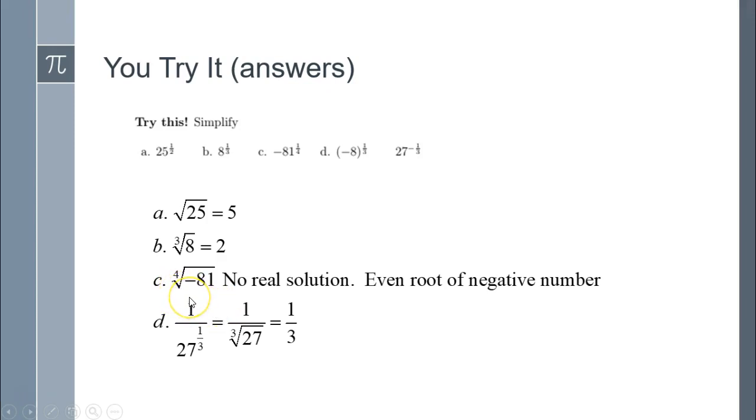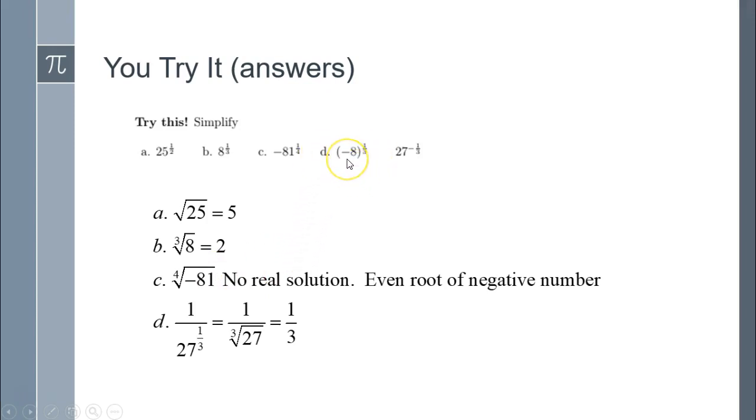That answer should not be no real solution. I did this problem as if there were parentheses there. So what I should have done is 81 to the 1/4. Well, let's see, the 4th root of 81. If I take the number 3 and raise it to the 4th power, I get 81. So this answer to part C should actually be negative 81. If the question had the negative 81 in parentheses, then raised to the 1/4, the way I've written it would be correct. Sorry about that.